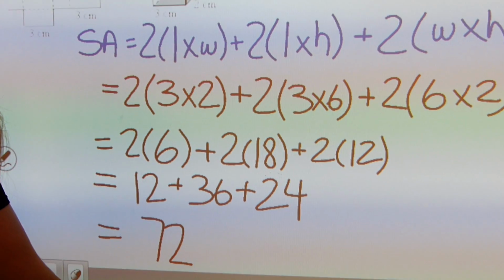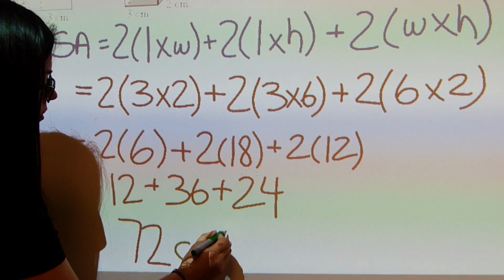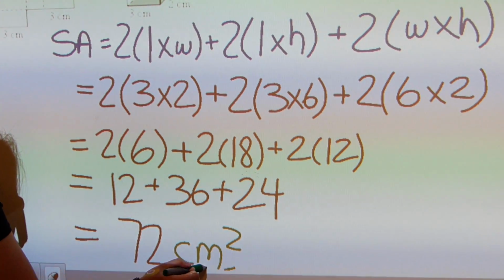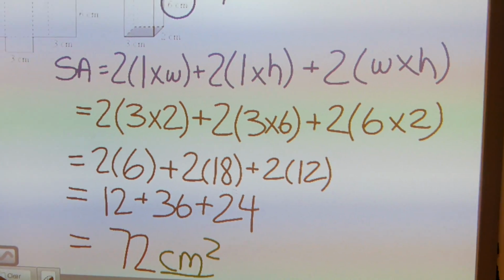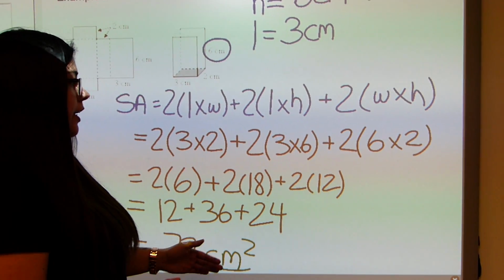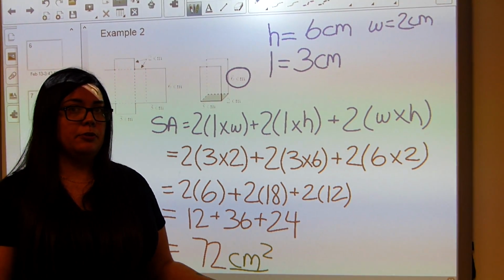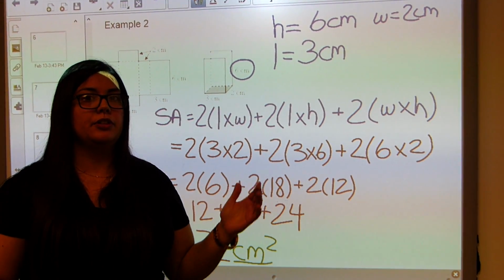So our final answer is 72 centimeters squared, okay? Make sure you don't forget the units. Those are very important. On a quiz, you could lose a mark because you forget your units. If you'd like to carry the units throughout the calculation, that's good too, so it reminds you to actually put the units in, okay?